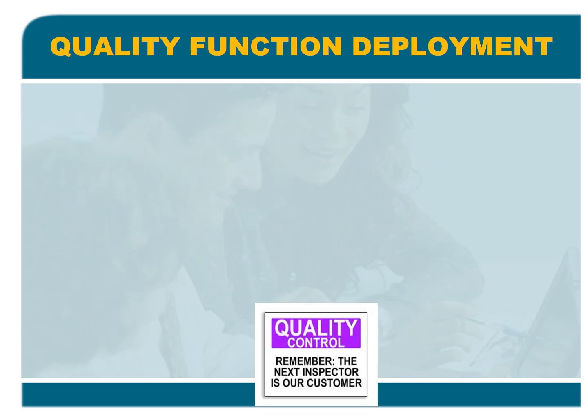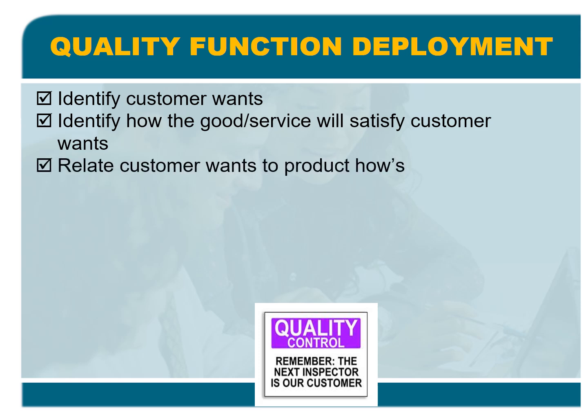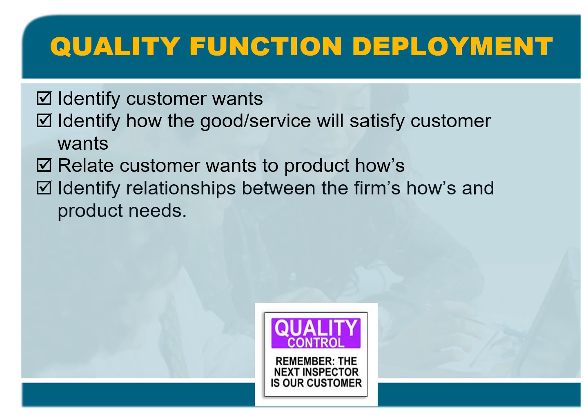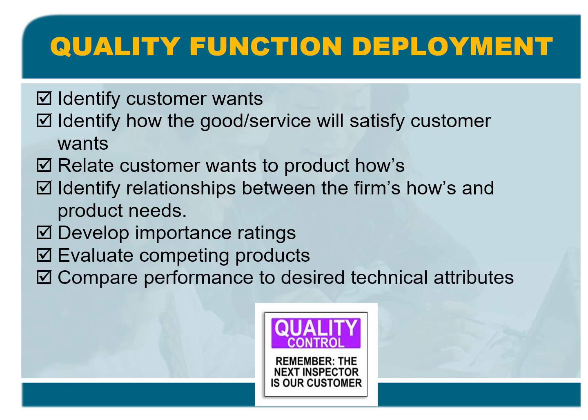Can't satisfy the customer if you don't know for sure what they want. So you got to identify the customer wants. Identify how that good or service will satisfy that customer want. Relate customer wants to product hows. How can we do it? Identify the relationships between the firm's ability and the product needs. Develop some importance ratings. Evaluate what other products are out in the market already. What are our competing products? And compare the performance to desired technical attributes.